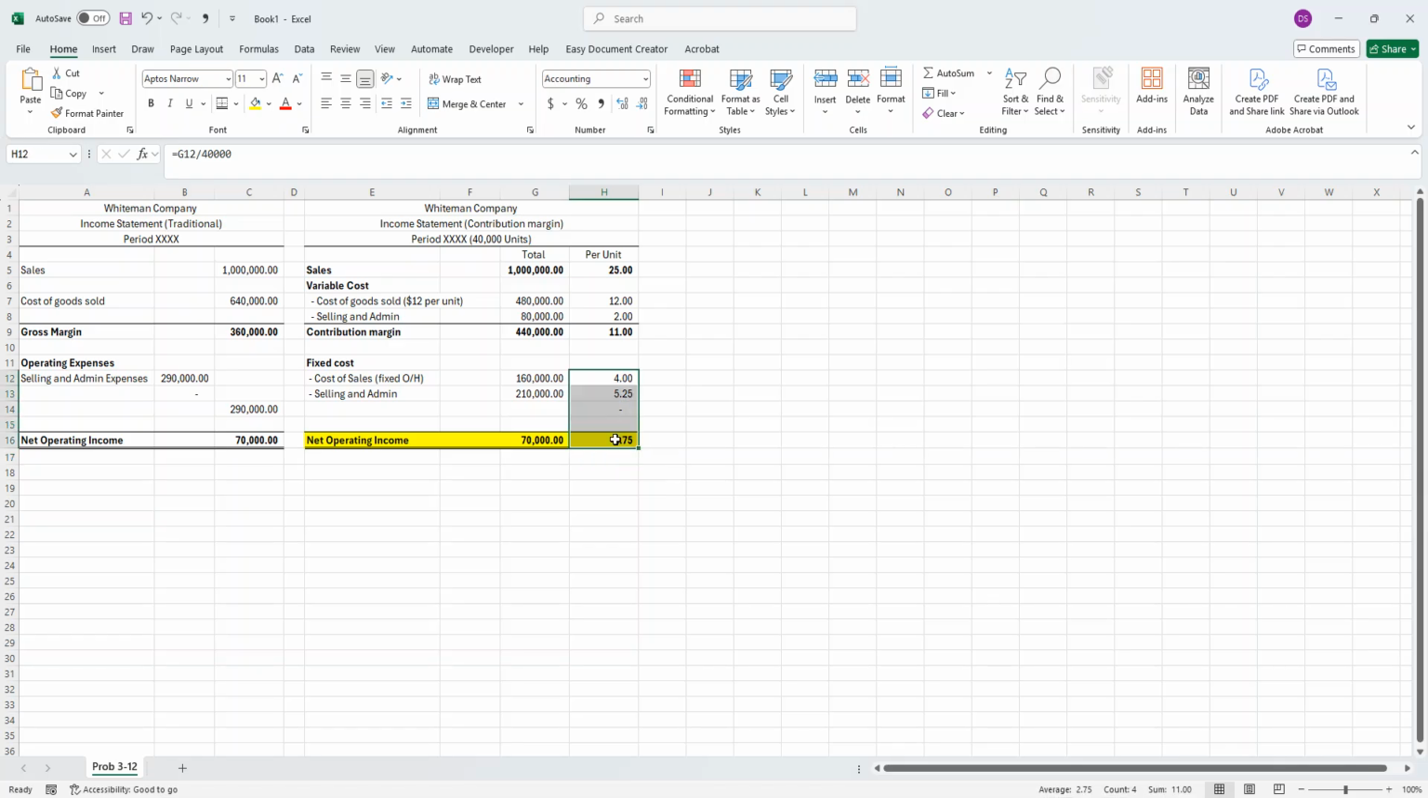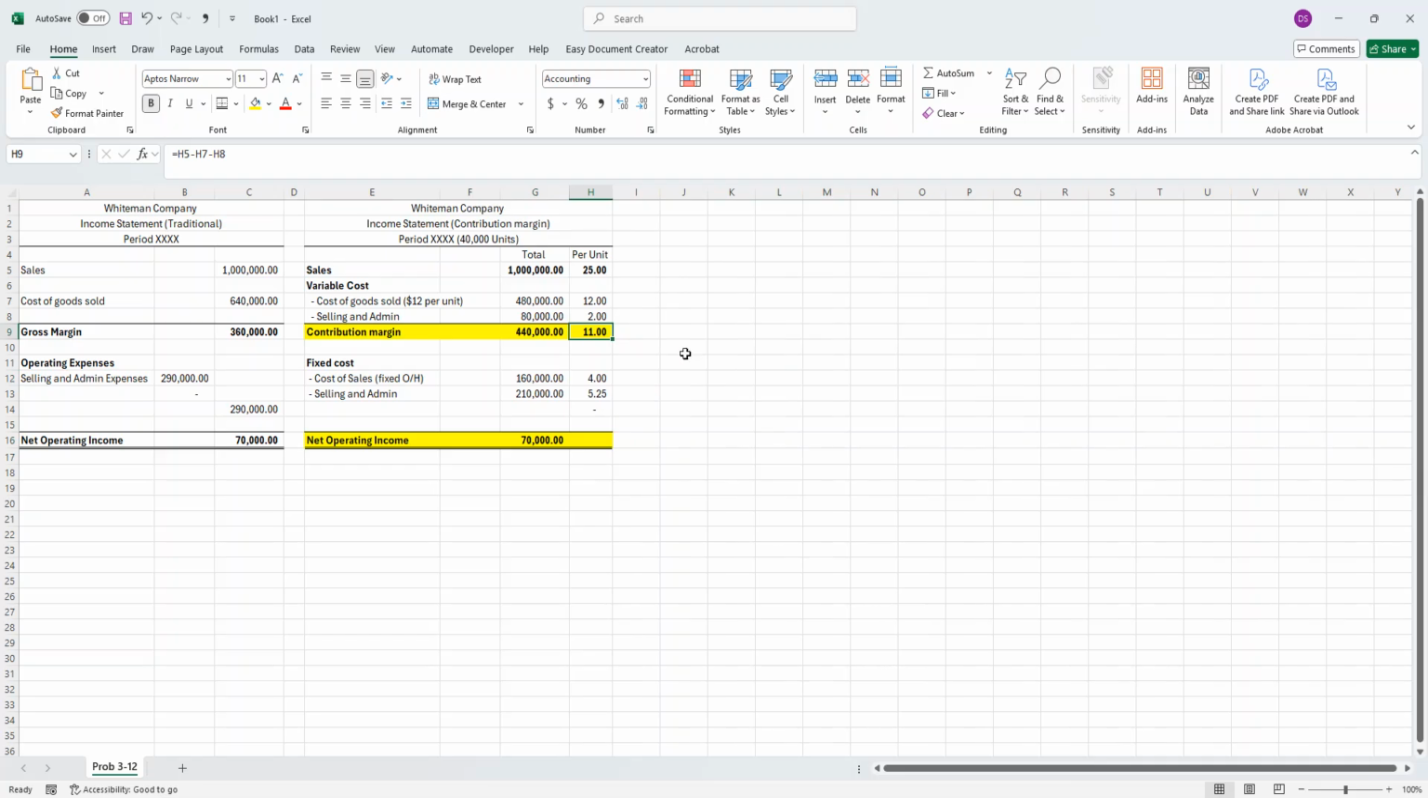To me, these are not relevant. I can get rid of this, as it is not providing any valuable information. The only thing that's valuable is the contribution margin per unit for my future analysis. So in this example, after you finish this, you have to read this financial statement as: the company has a contribution margin of 440,000 with 40,000 units. That means the company's contribution margin is $11 per unit.